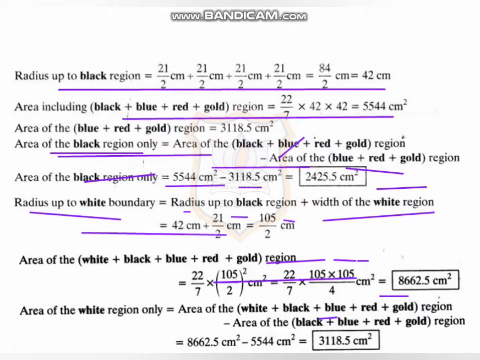In the same way, to find the white region, the radius becomes 52.5 centimeters. So the area of white, black, blue, red, gold is 8662.5 centimeters square. So the area of the white region equals 8662.5 minus 5544 centimeters square, so the value is 3118.5.